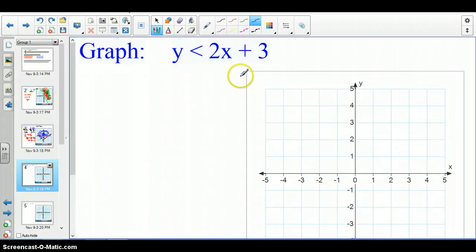Remember, you can pause or stop this at any time. Okay, so this one I'm going to plot my y-intercept at 3. Because this is in slope-intercept form. Use my slope up 2 over 1. Because our slope is rise over run. You could also go down 2 to the left 1. Now this tells me it's going to be a dashed line.